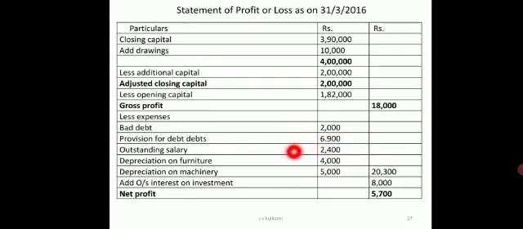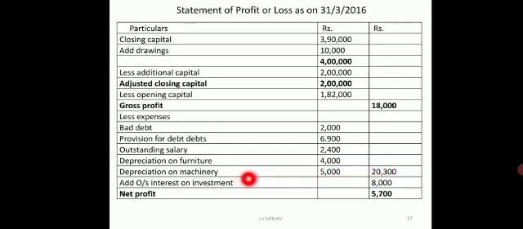Next, outstanding salary already calculated, 2,400. Then depreciation on furniture and machinery is 10%. So 10% of 40,000 is 4,000, 10% of 50,000 is 5,000. Now the total of all expenses is to be taken into consideration. Total will be 20,300.